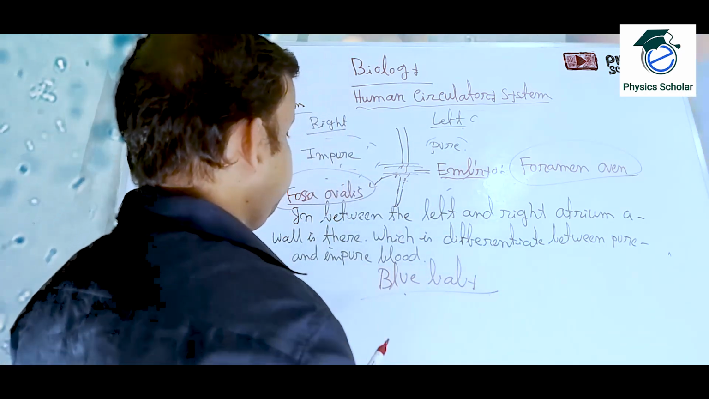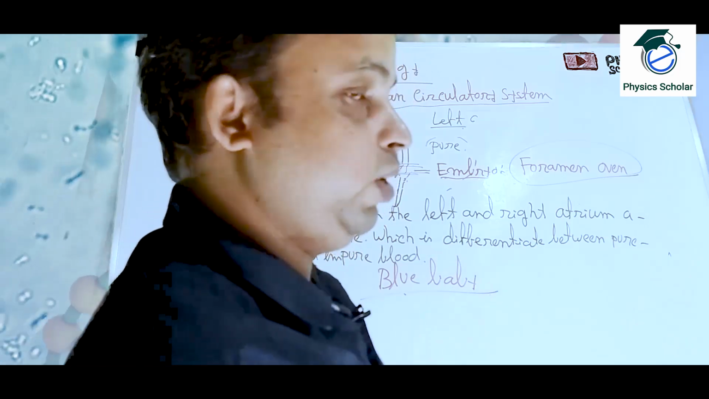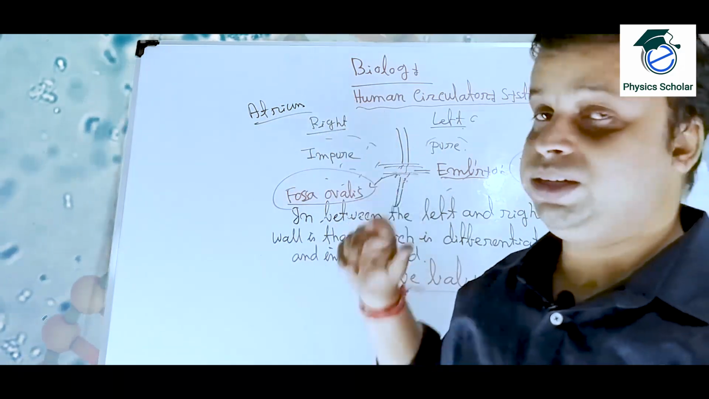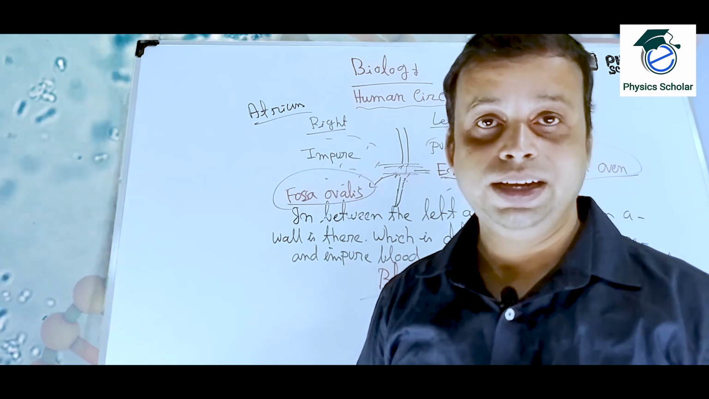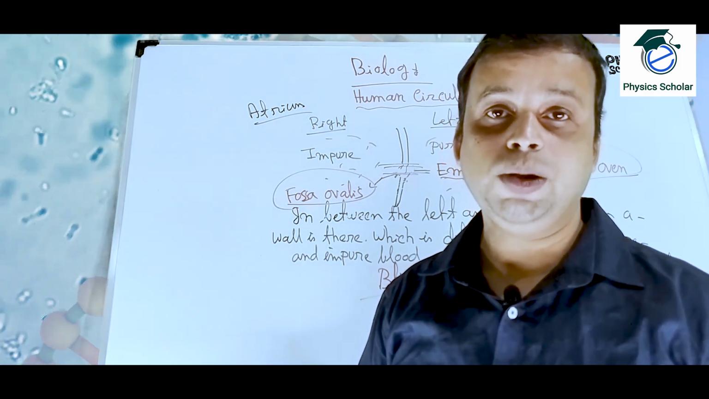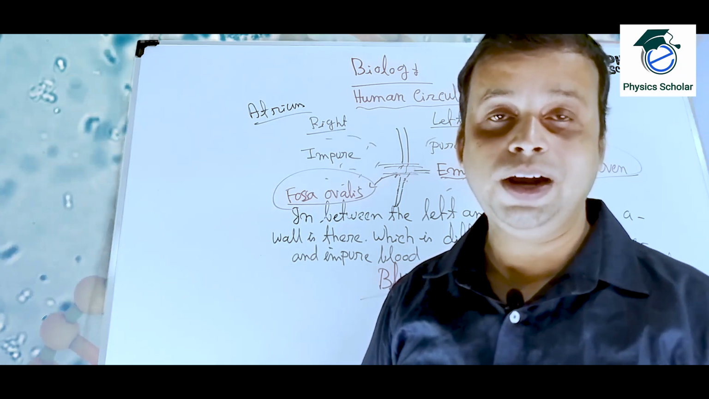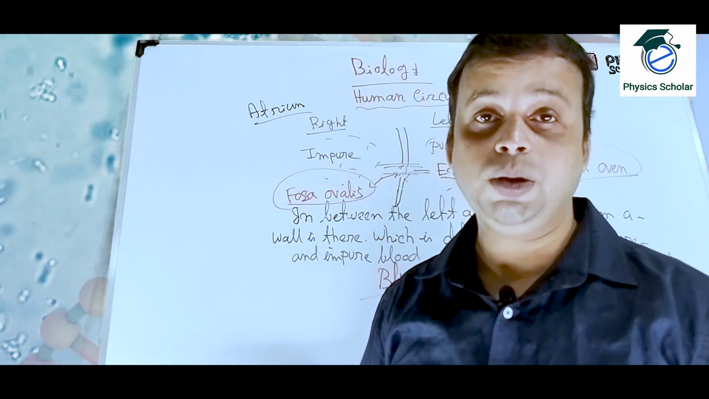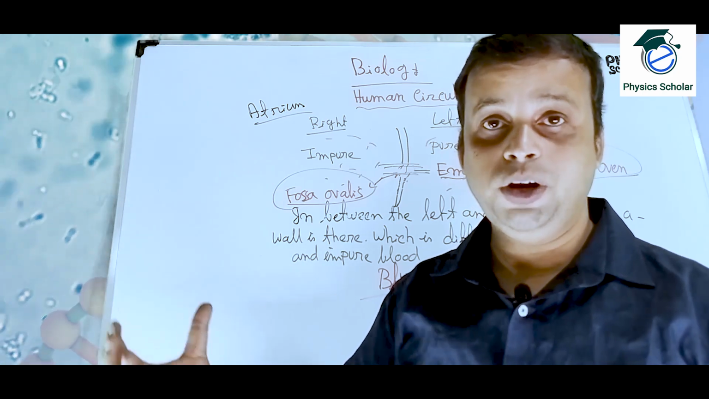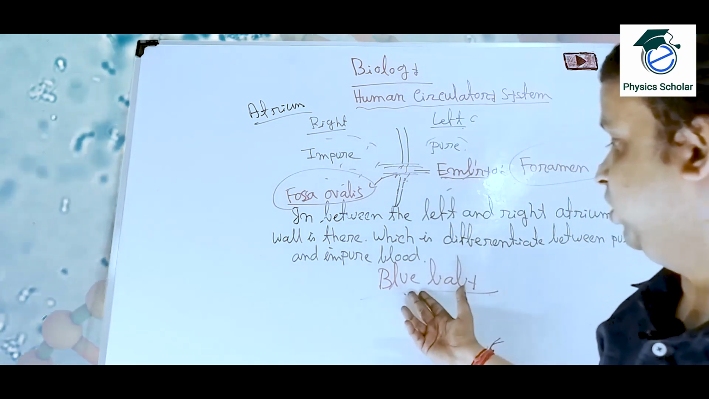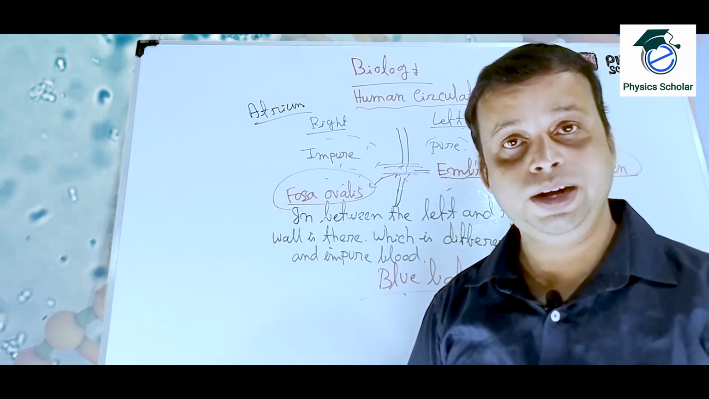If it is not repaired, then what will happen? Through this hole, the pure blood and impure blood will mix in the atrium of the child. Then that blood will carry less oxygen to the different cells or organs of our body. With less oxygen, what will happen? The body of the child will become bluish, or blue. So this is known as the blue baby. Clear to all of you?